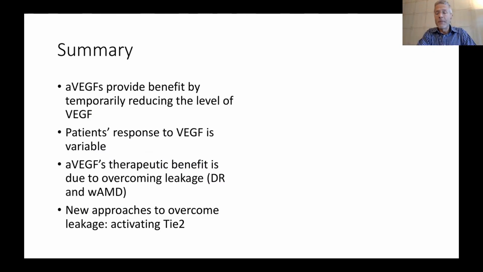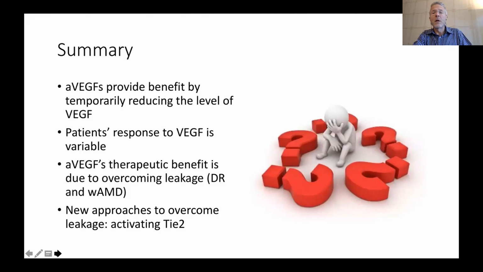Okay, so here's the summary of the talk. We started with that and we've gone through it, and hopefully these are self-evident at this point: anti-VEGF provides benefit by temporarily reducing the level of VEGF. Patients' response to anti-VEGF is variable. That's a clinically relevant and actively pursued question. Anti-VEGF's therapeutic benefit is due to overcoming leakage in diseases like DR and wet AMD. And new approaches are being pursued to overcome leakage, one of which seems promising, and that's to activate Tie2. So that's the end of the talk.